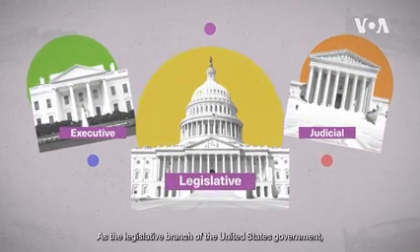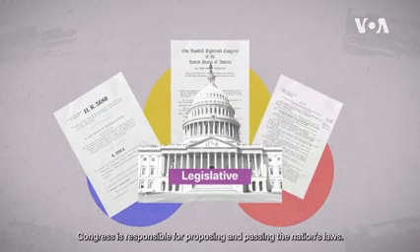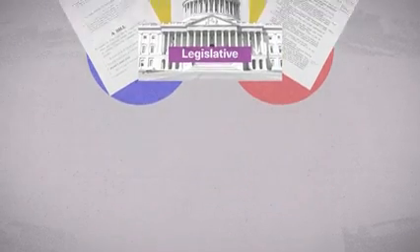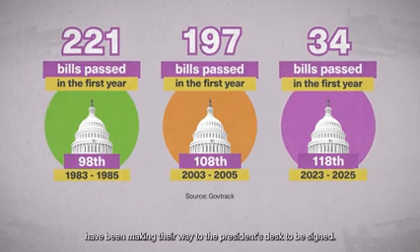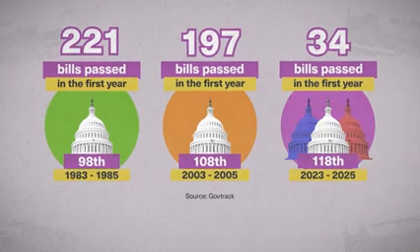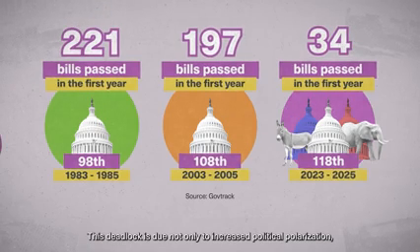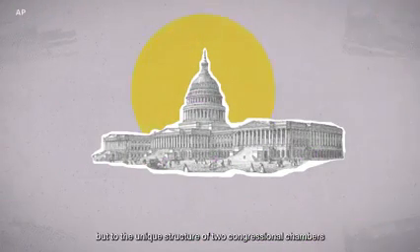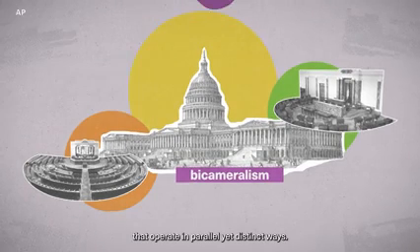As the legislative branch of the United States government, Congress is responsible for proposing and passing the nation's laws. But in recent years, fewer and fewer laws have been making their way to the president's desk to be signed. This deadlock is due not only to increased political polarization, but to the unique structure of two congressional chambers that operate in parallel yet distinct ways.